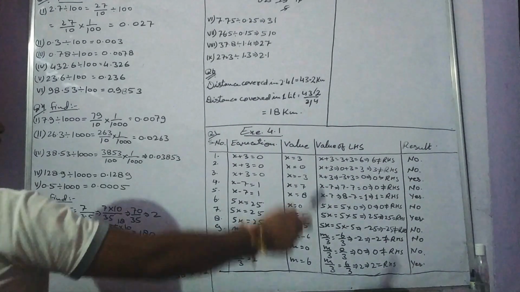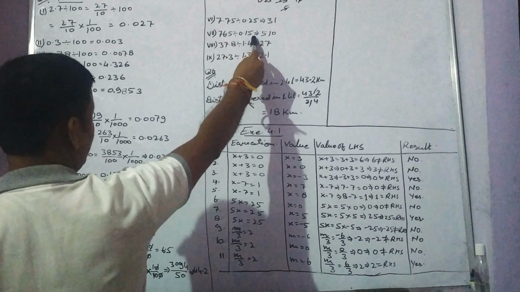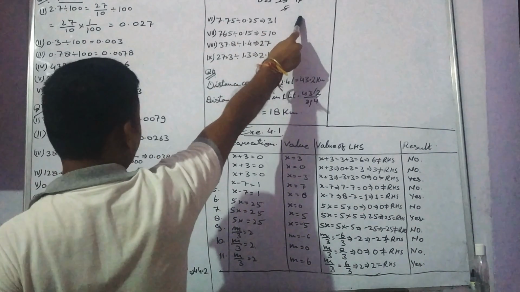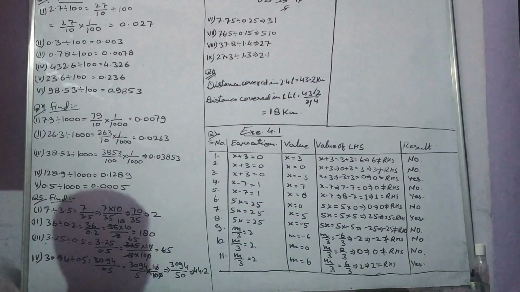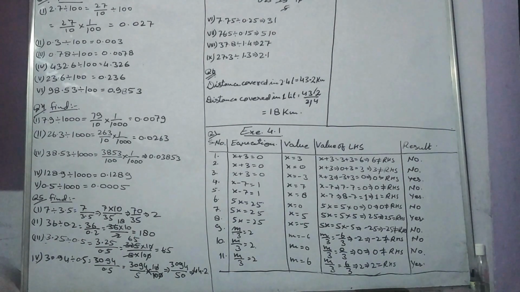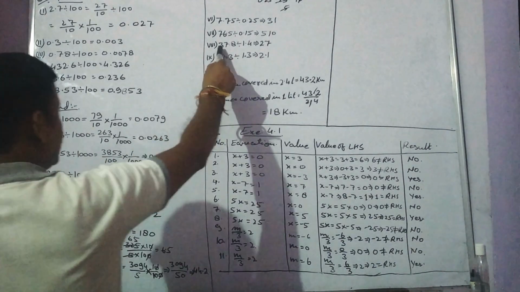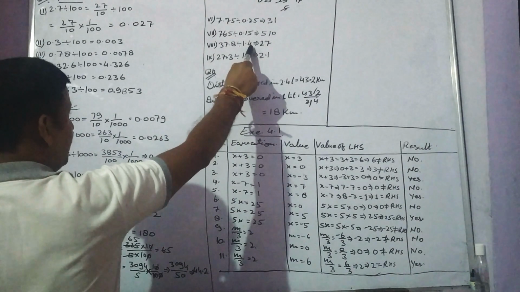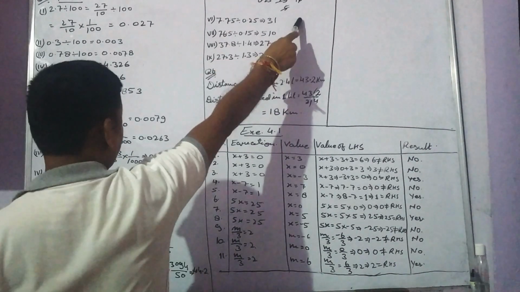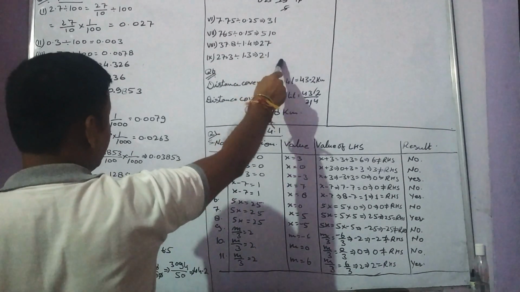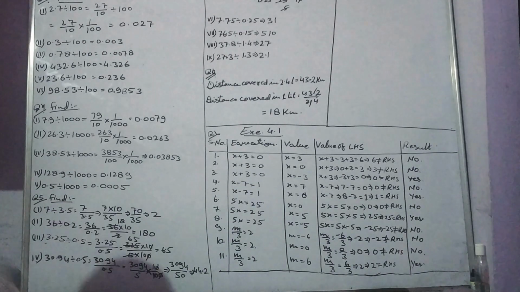Next one, 76.5 divided by 0.15. You will do the same method and the answer will be 510. Next one is here, 37.8 divided by 1.4. On solving by this method you will get 27. Same here, you will do in the 9th one.